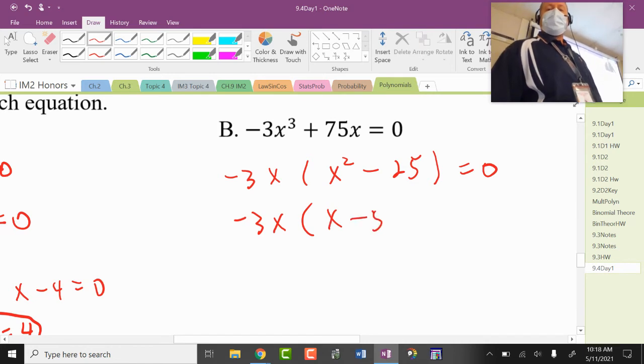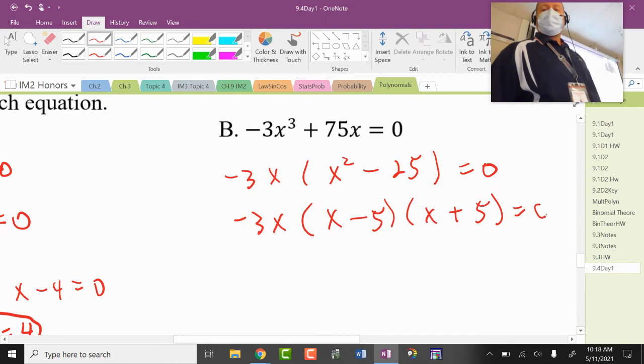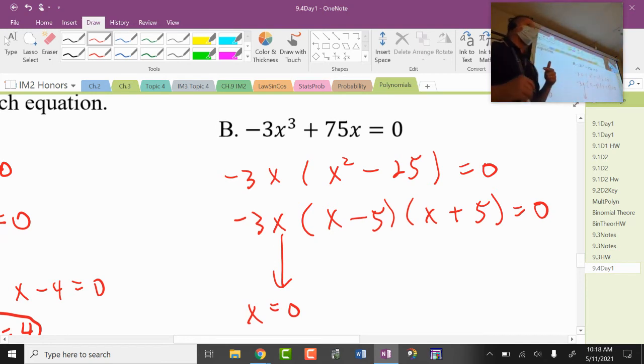I think we should know that's x minus 5, x plus 5. And don't screw up this 0. This is x equals 0. When I set negative 3x equal to 0 and solve, I divide by negative 3. 0 divided by negative 3 is still 0.